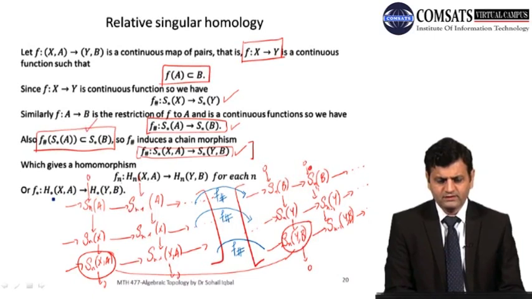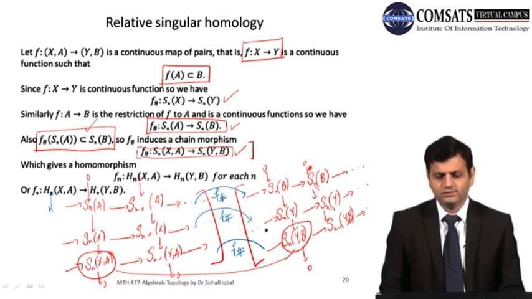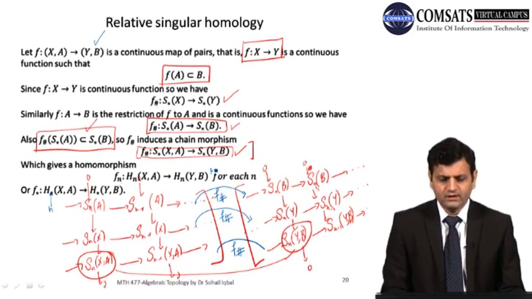So this star means that it's true for each and every value of n, so when we replace this star with some n, then this is true. Okay, so that's how, given a continuous function between two topological pairs, we have a homomorphism between the relative homologies of those pairs.